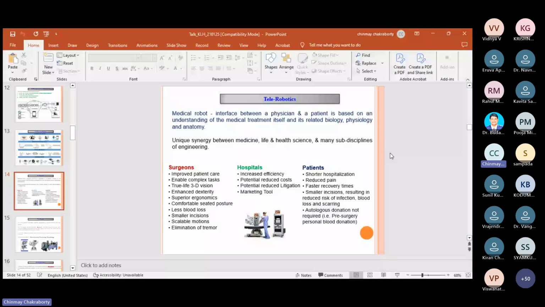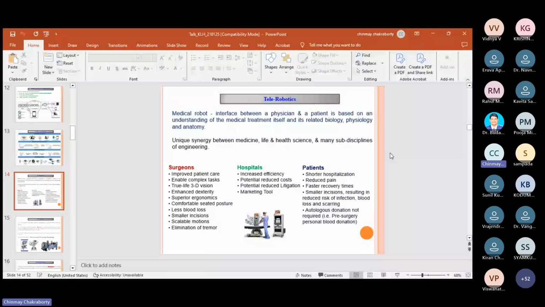One of the major contributions is in the field of robotics, that is, telerobotics and telesurgery. The medical robot automatically performs some kinds of operative features, so how to track from the real scenario from some distance. The medical interface between the physician and patients is based on the understanding of medical treatment itself and is related to biology, physiology, and anatomy.